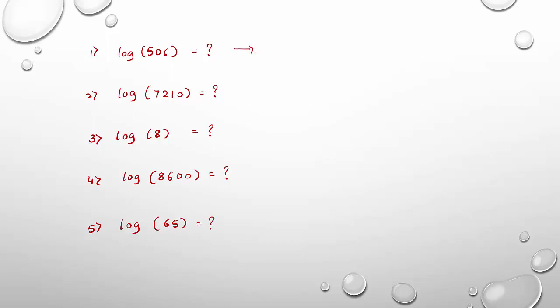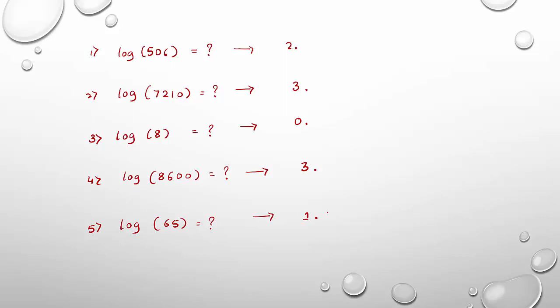See here the first one, log of 506. 3 digits, 3 minus 1 will be 2 point. Second one, first we can write the characteristics of all the 5 problems. There are 4 digits in the second problem. Characteristic will be 4 minus 1, which is 3 point. In the third problem, log of 8, only one digit, 1 minus 1 is 0 point. Then the fourth problem, there are 4 digits, 8600. 4 digits means 4 minus 1 will be 3 point. And in the last problem, log of 65, 2 digits, 2 minus 1 will be 1 point.